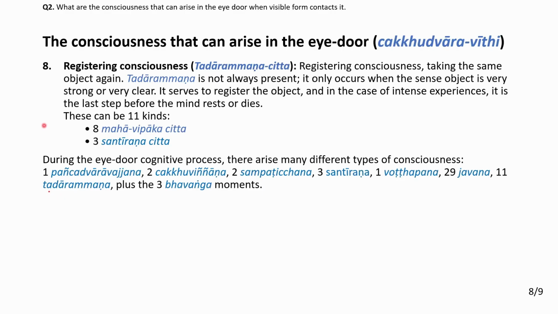During the eye door cognitive process, many different types of consciousness arise. That is, 1 pancadvaravajjana, 2 cakkhu vinnana, 2 sampaticchana, 3 santirana, 1 votthapana, 29 javana, 11 tadarammana, plus 3 bhavanga moments.